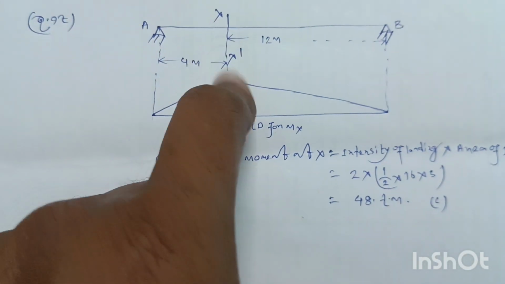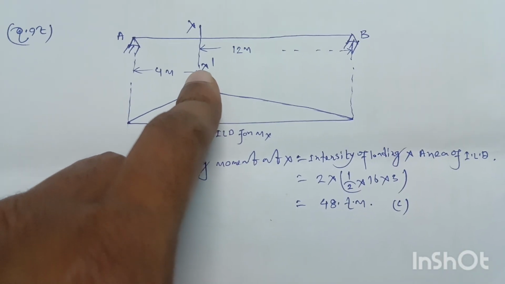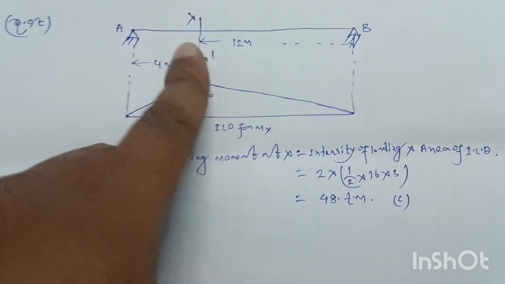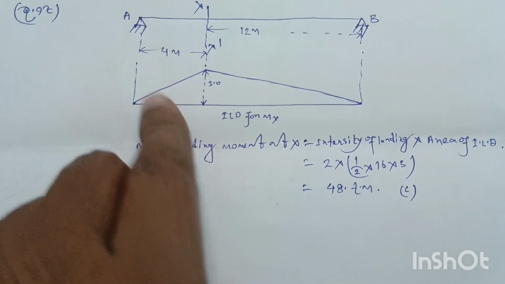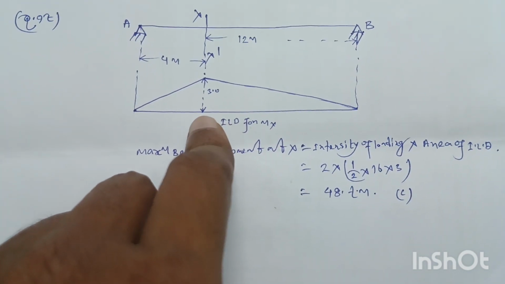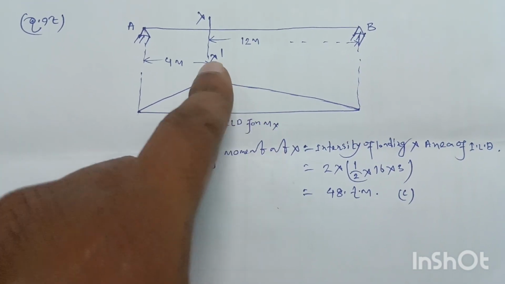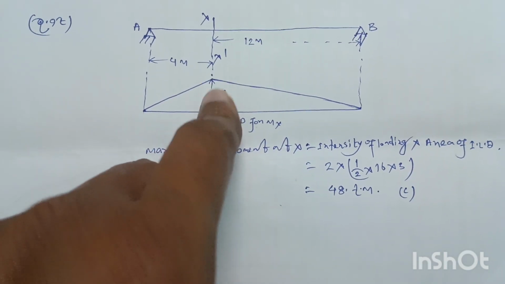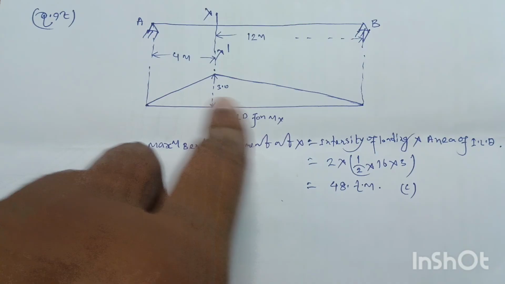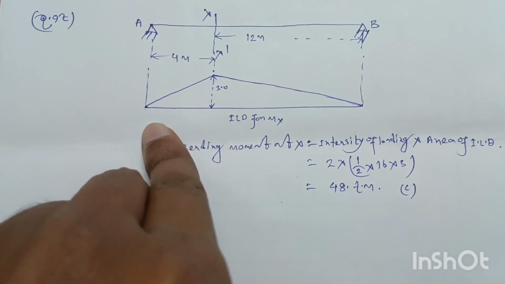So at this section X taken on the simply supported girder AB, that is at a distance 4 meter from the end A, and this is the ILD diagram for maximum bending moment at section X. The ordinate of the influence line diagram is 3 and this base length is 16 meter.